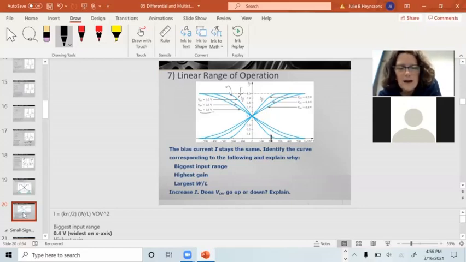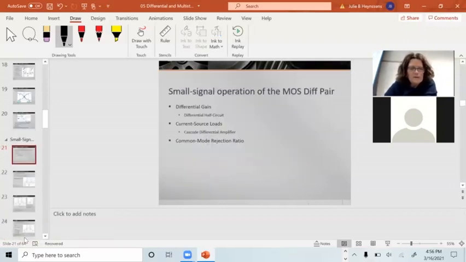If I go to a higher overdrive voltage, the gain is lower, but now my linear region extends out to around 500 millivolts. It's always a trade-off. When you have a high gain, you get a very small region of operation. If I have a lower gain, I get a larger region of operation. That's all I wanted to say about that.